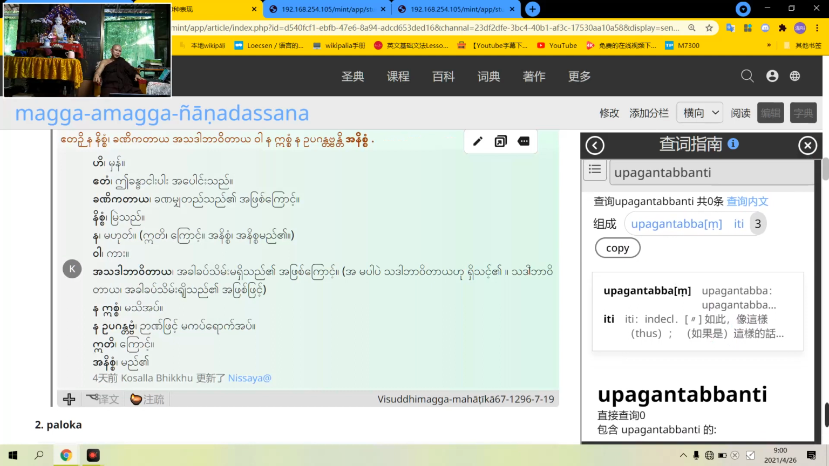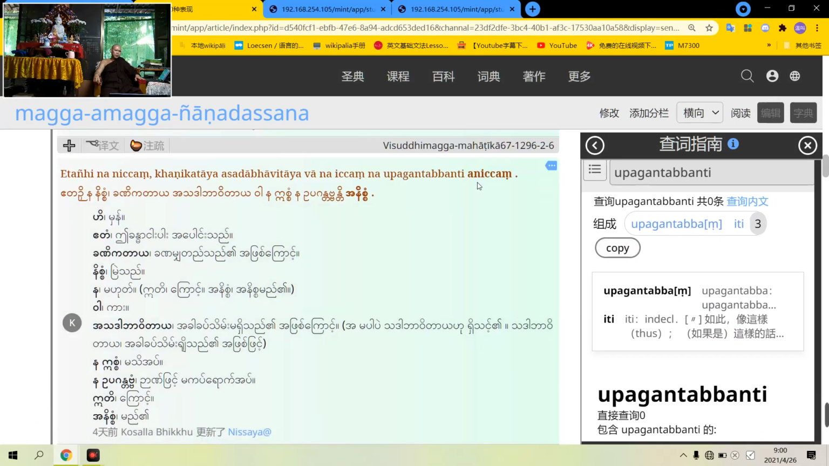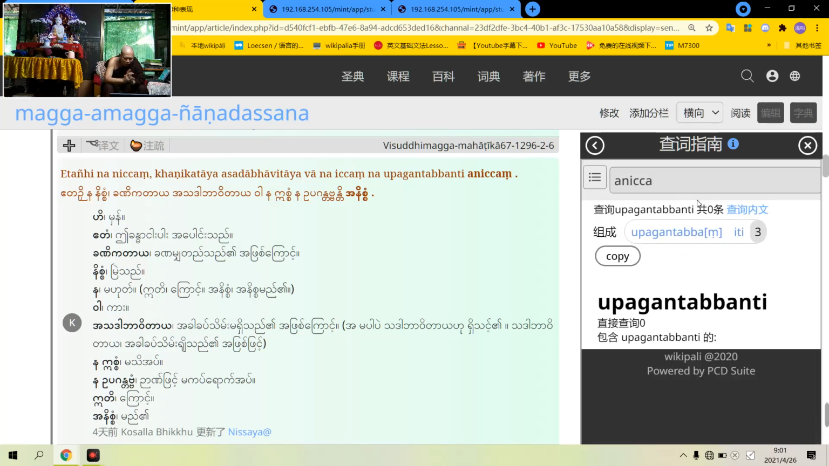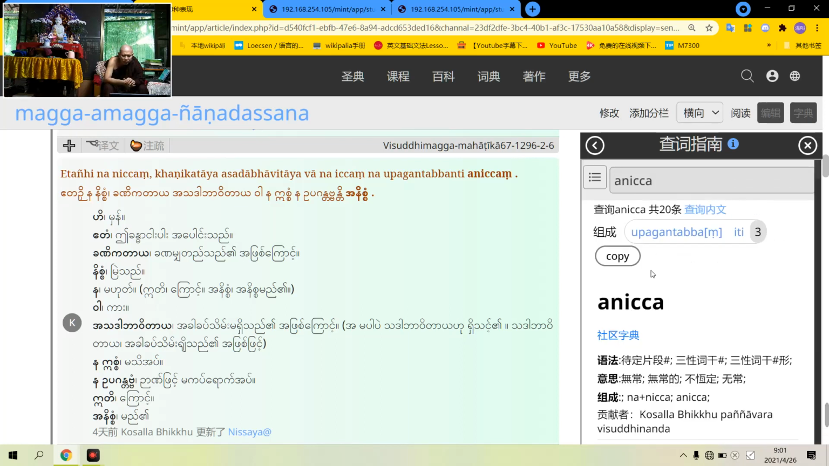Therefore, tasmā. It means therefore. The following word means therefore it is impermanent, aniccaṃ. So this comma is in a wrong place here. Khanikataya, itihena, that is one pair. Another is asada bhavitaya, na upagantabbaṃ, so aniccaṃ. So khanikataya and itihena go as one pair like that.